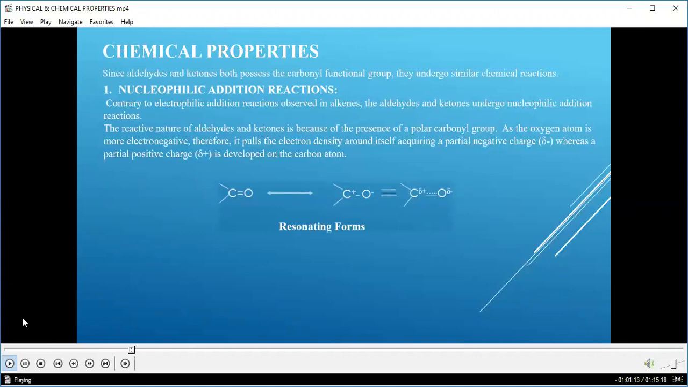Here you can see the resonating forms of the carbonyl group and how it takes place. The C double bond O, which is a carbonyl group, leaves two valencies, which can be satisfied with either an alkyl group or a hydrogen atom. As oxygen is more electronegative than the carbon atom, the bonded pair is attracted towards the oxygen, which shows the partial negative charge on the oxygen atom and the partial positive charge on the carbon atom.